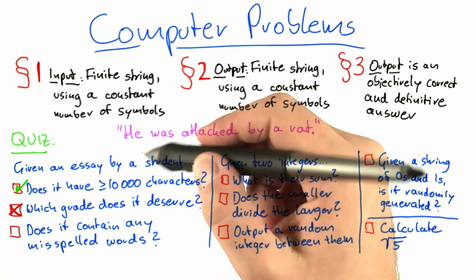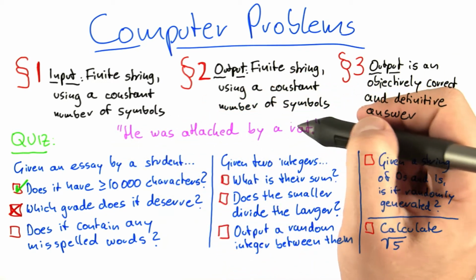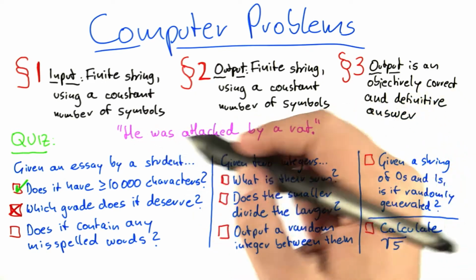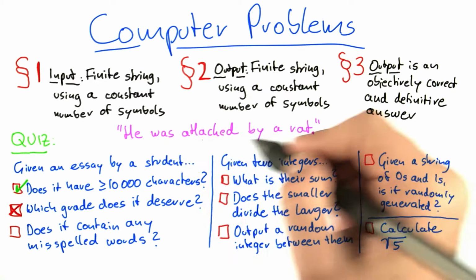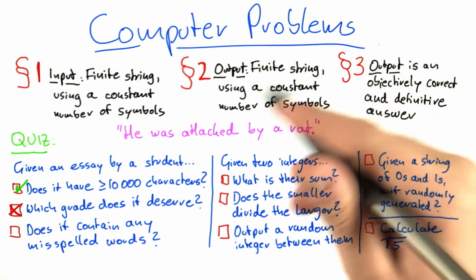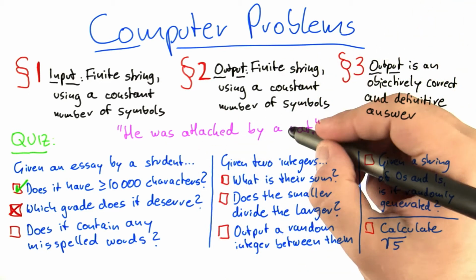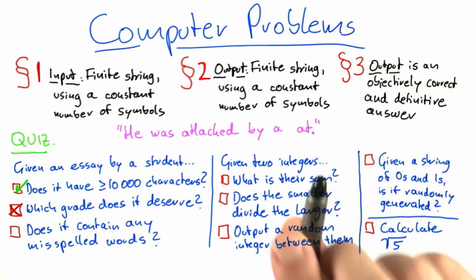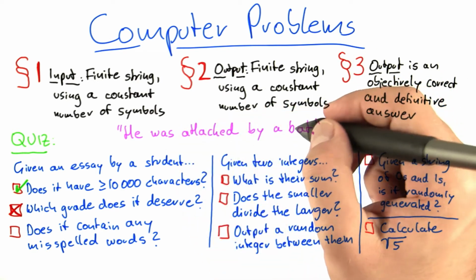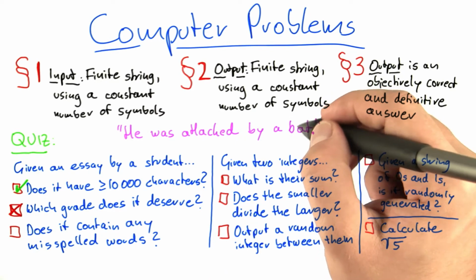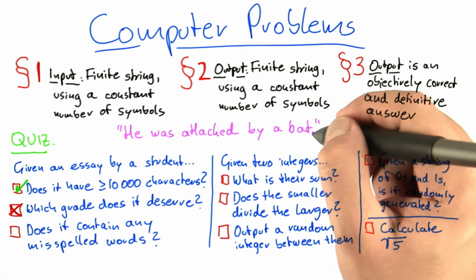Consider, for example, this sentence here. He was attacked by a rat. At first sight, this sentence, at least if I've written it in the correct way, does not contain any misspelled words. But actually it could contain a misspelled word, because what if the author actually had meant to type, he was attacked by a bat? That sentence by itself might make perfect sense, but you could still have simply mistyped this word here.